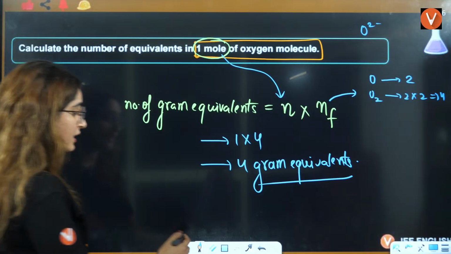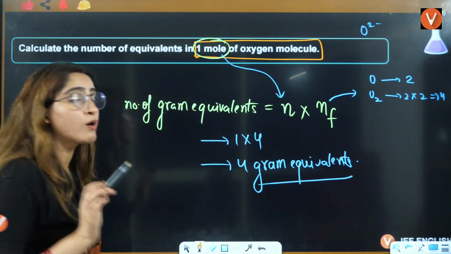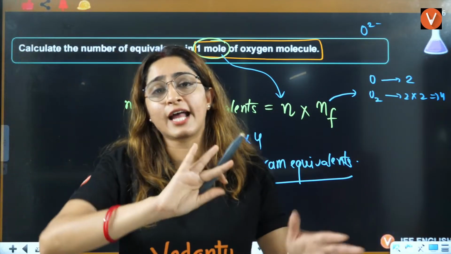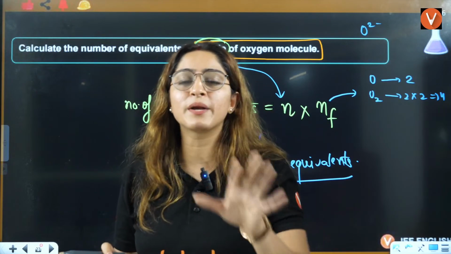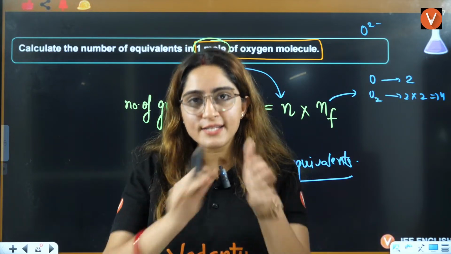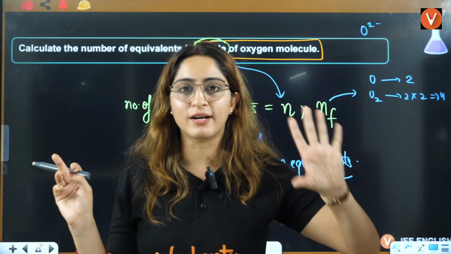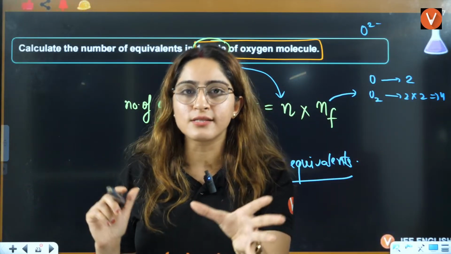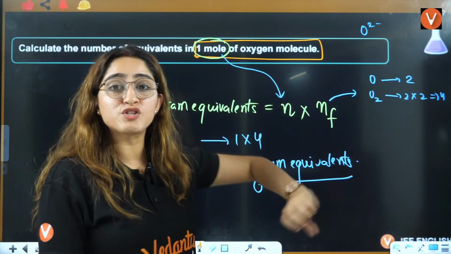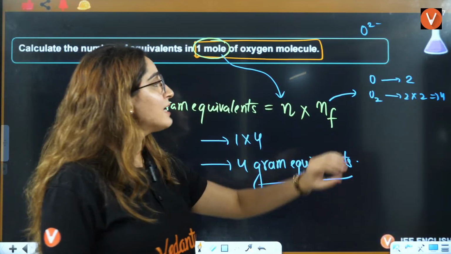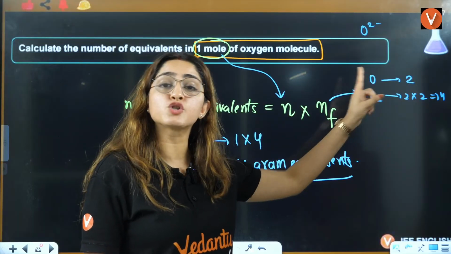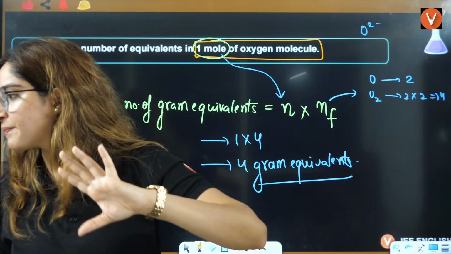What is not clear, you can let me know. If you're confused about how I calculated the n factor, I'll take a separate lecture on that. N factor is itself a very detailed topic. It will take us 1 hour to understand n factor. Right now, you just understand this, that n factor is actually the valency factor, right? Oxygen has 2 valency, so 2 oxygen will have 4 valency, right?